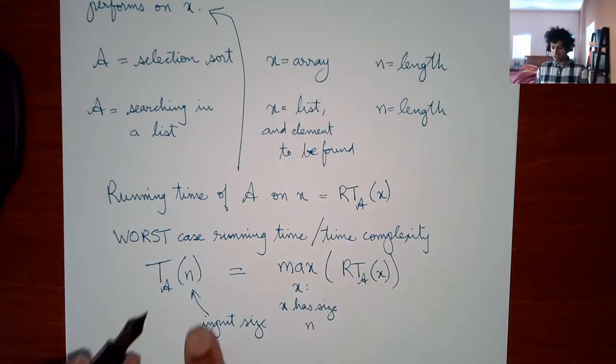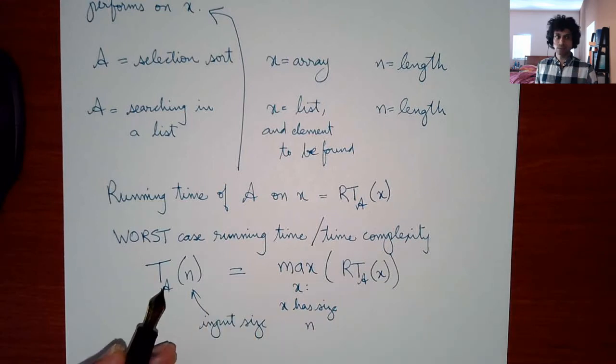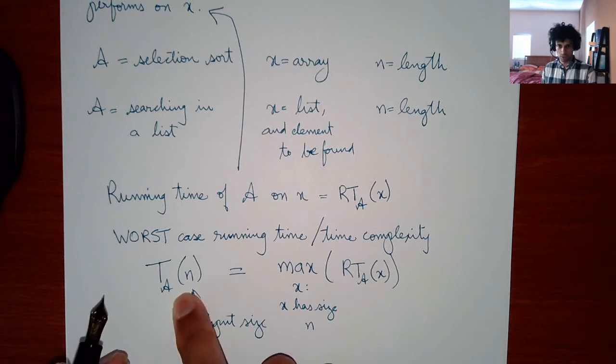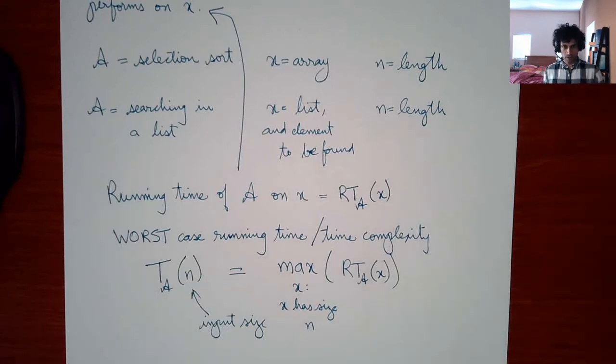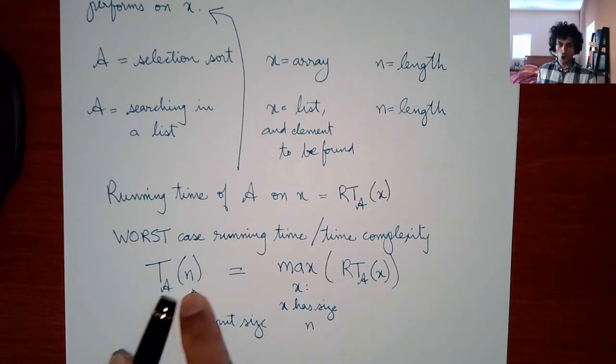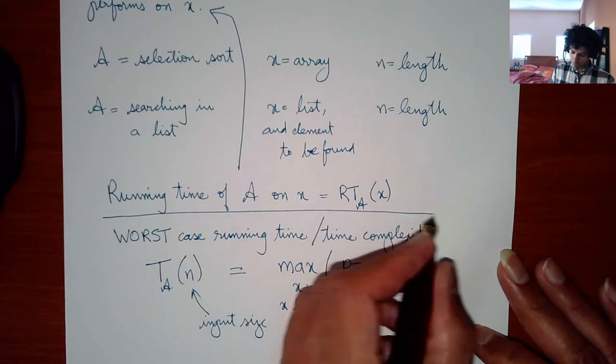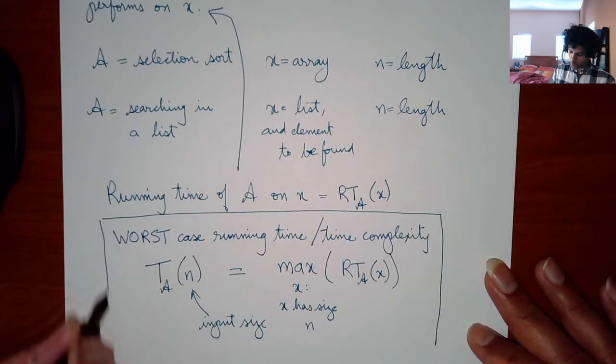So what this is saying is the worst case running time is actually a function, and the function says what is the worst or the maximum running time for any input of size n. That's what the function is. This function says what is the largest running time of the algorithm A, the algorithm is like a piece of code, on an input of size n. Size, sometimes it also says length. This is the key definition. And this is called the worst case running time complexity.